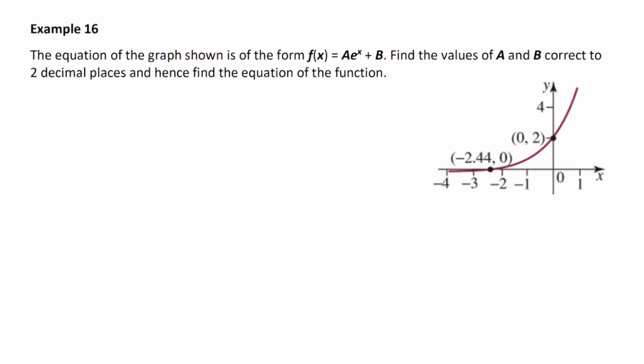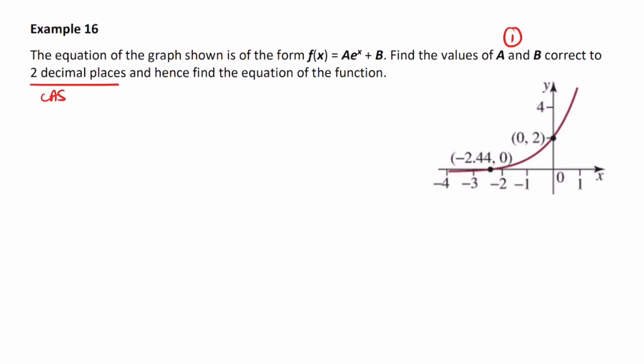Example 16. The equation of the graph shown is of the form f(x) = ae^(x+b). Find the values of a and b correct to two decimal places, and then hence find the equation of the function. So we've got a couple of different things that we need to do. First of all, we need to find the values of a and b, and it has to be to two decimal places.